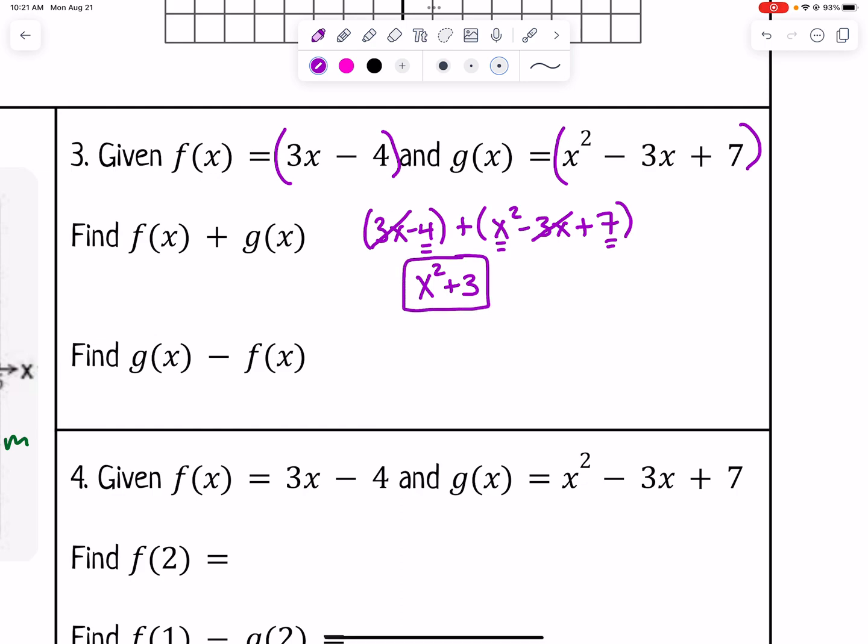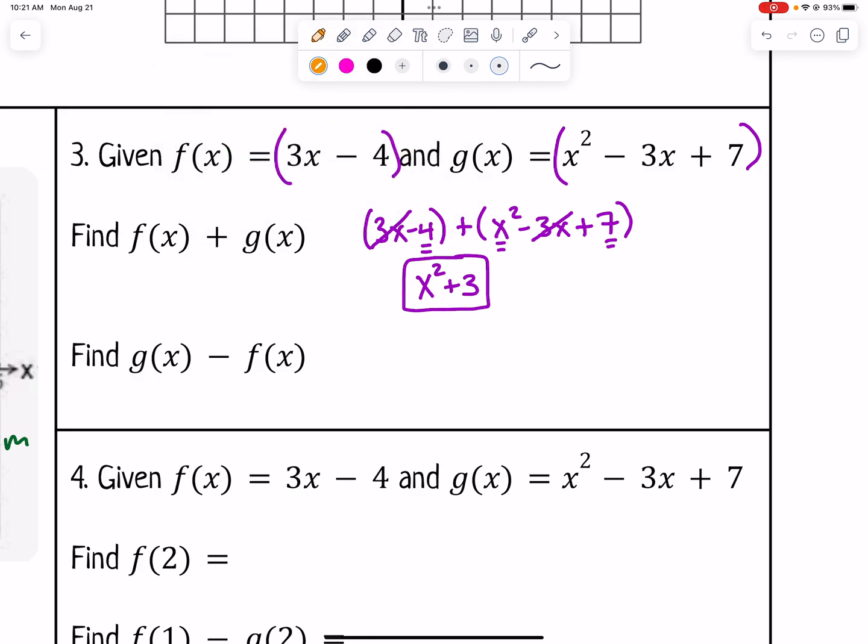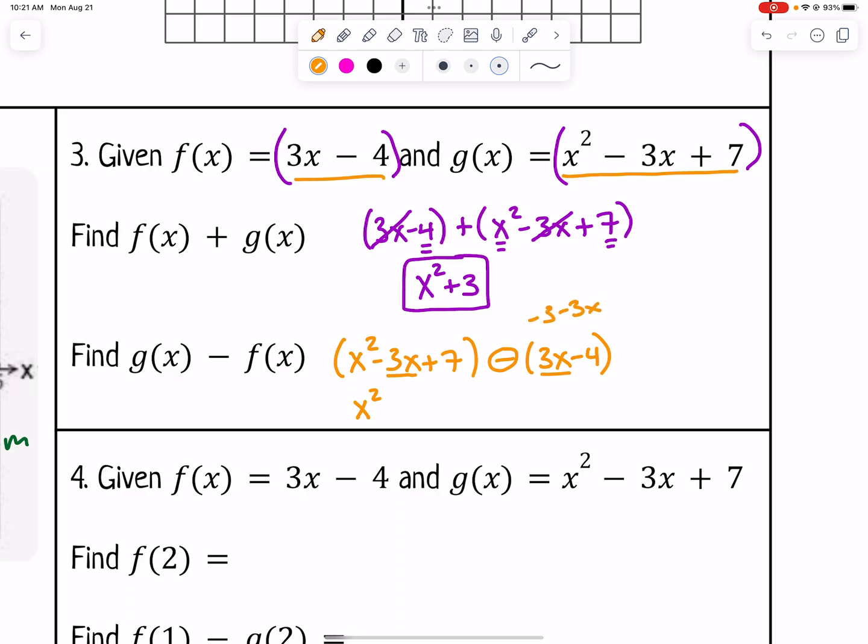Then they want us to find g of x minus f of x. So let me change colors. g of x is important to write first because now we're subtracting, and it does matter what order you put it in when you're subtracting. Minus f of x, which was 3x minus 4. And again, we want to be careful with the minus and combine like terms. So x squared doesn't go with anything. But now we have negative 3x minus 3x. So negative 3x minus 3x is negative 6x. They don't cancel out this time.